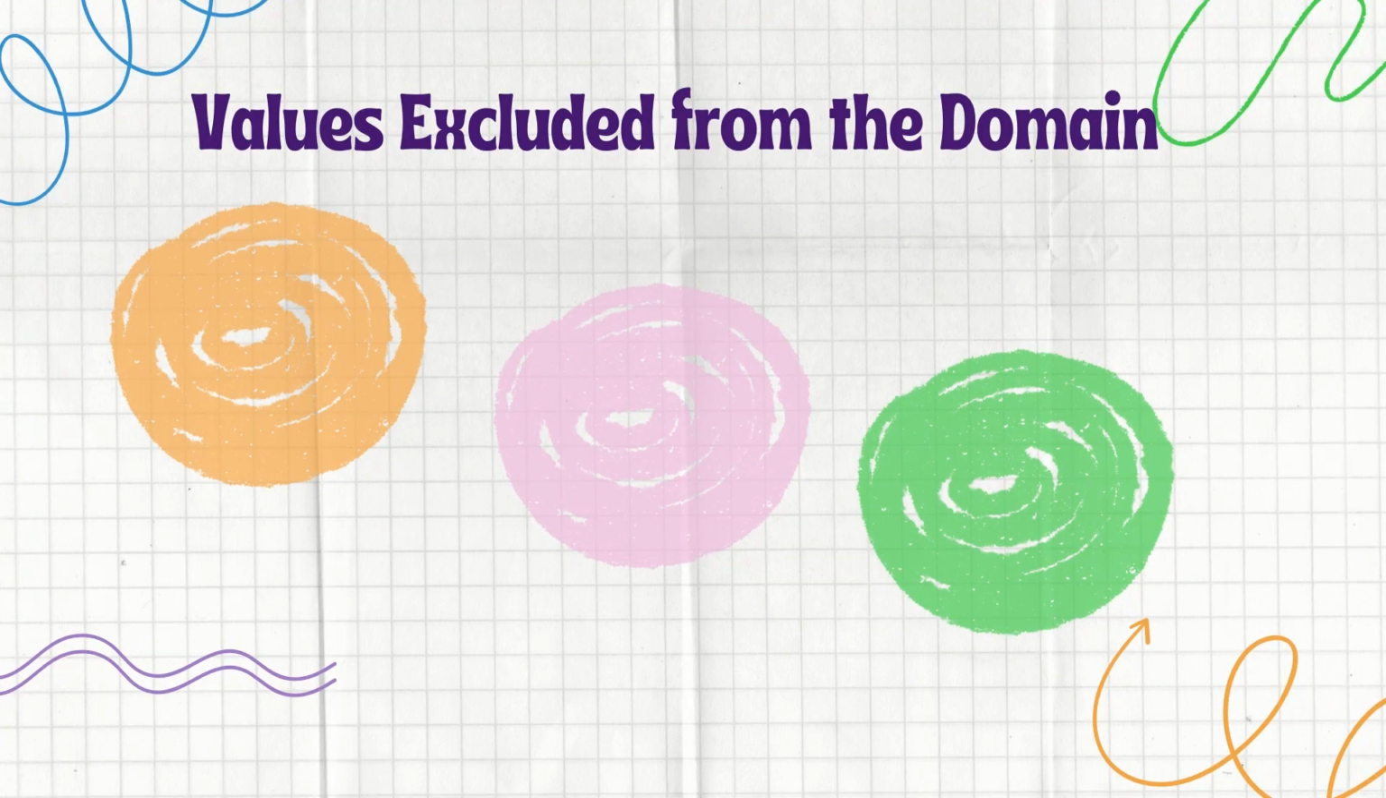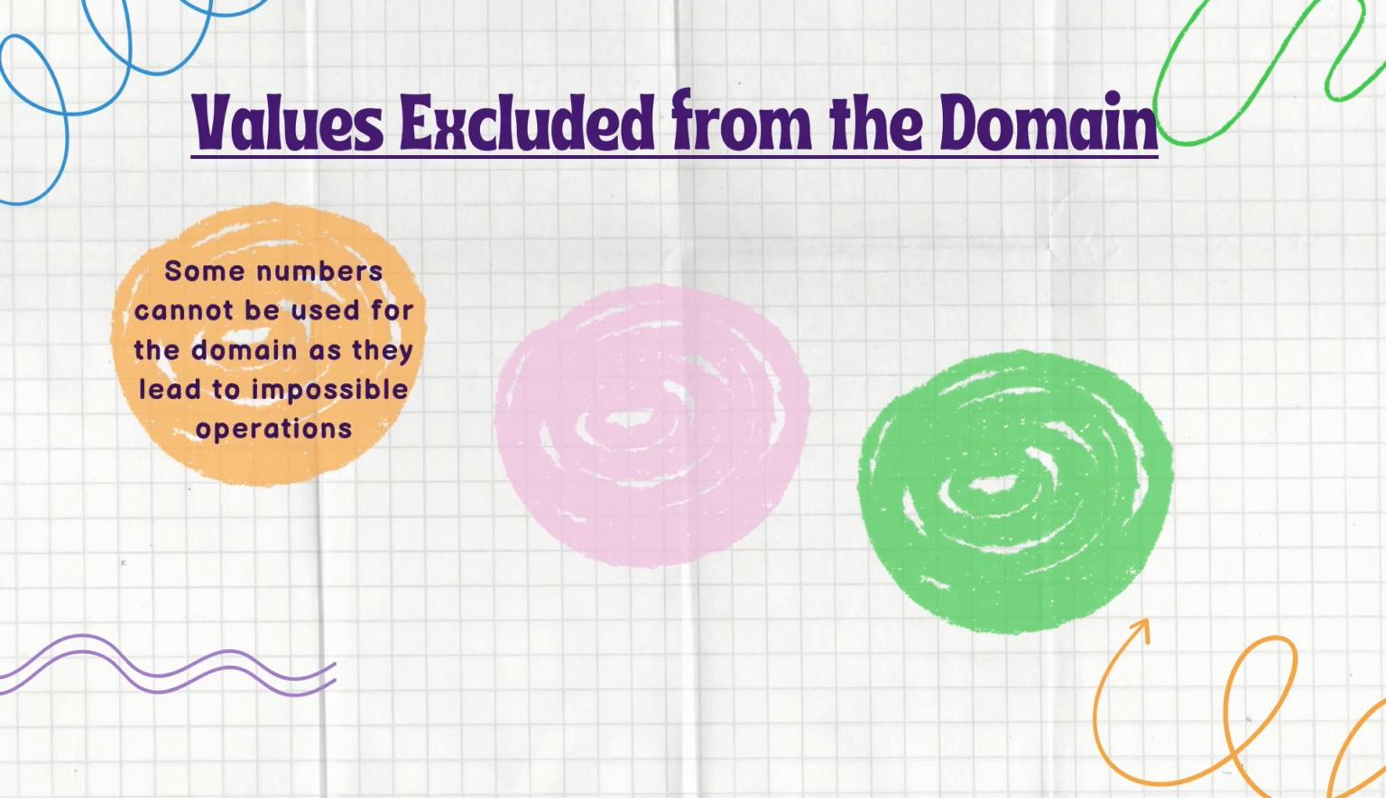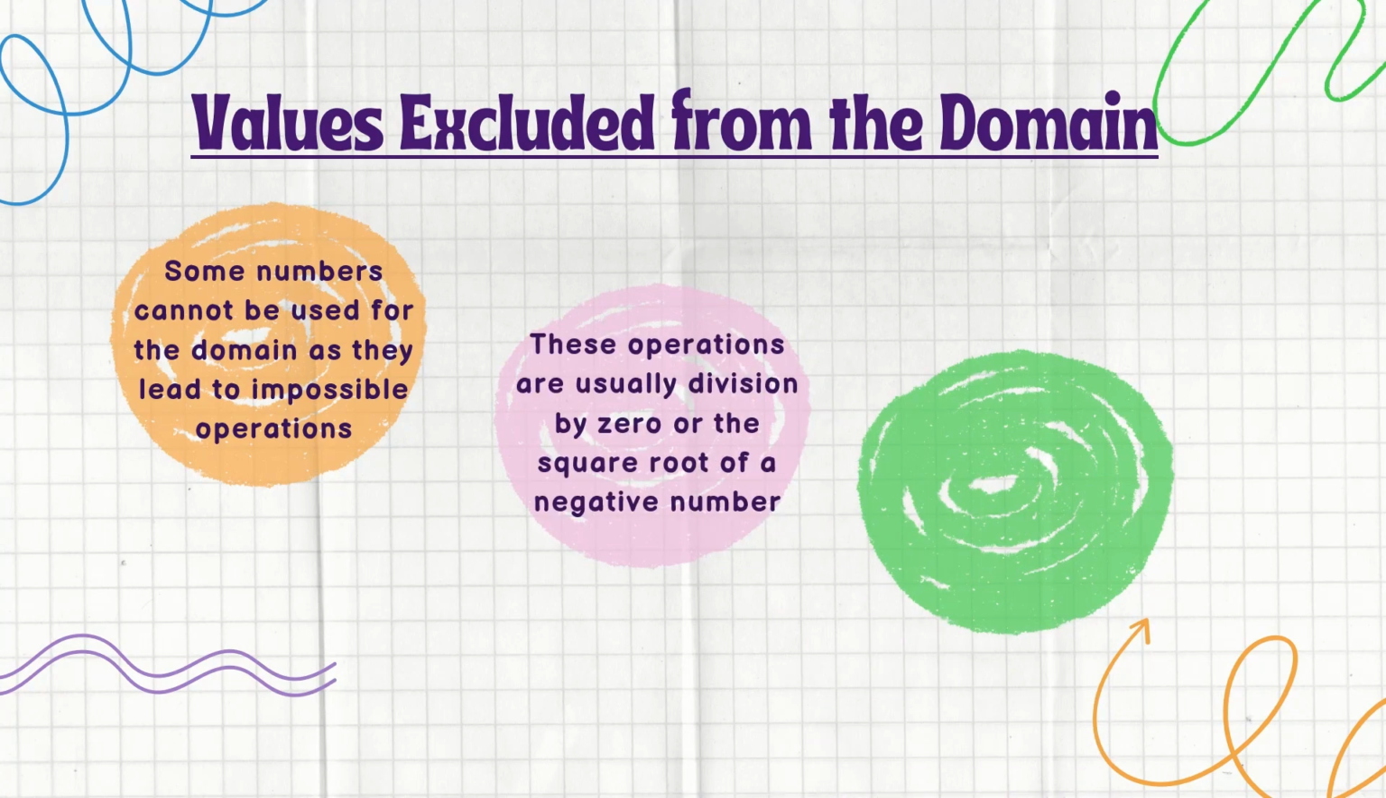We continue to values excluded from the domain. Some numbers cannot be used for the domain as they lead to impossible operations. These operations are usually division by 0. We cannot divide a number by 0, or take the square root of a negative number. There is no square root of a negative number.